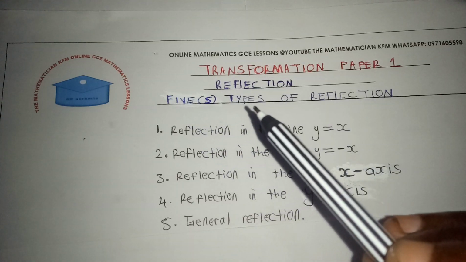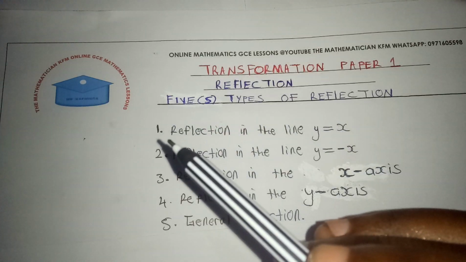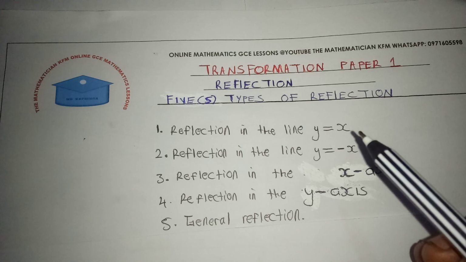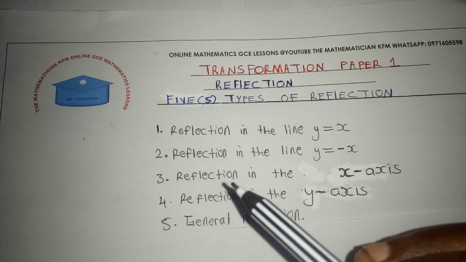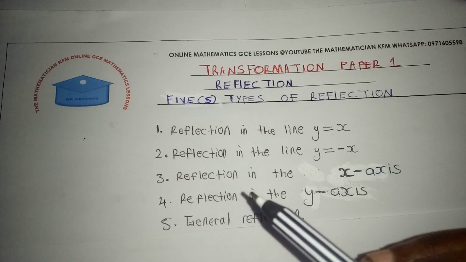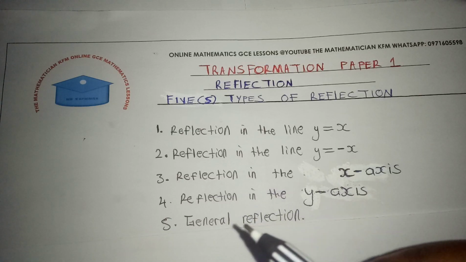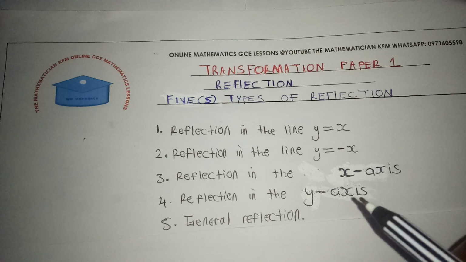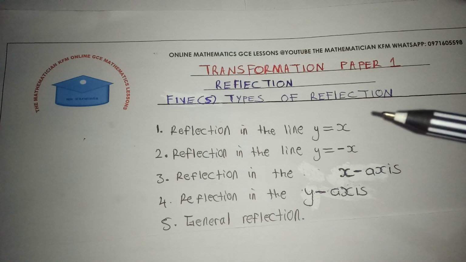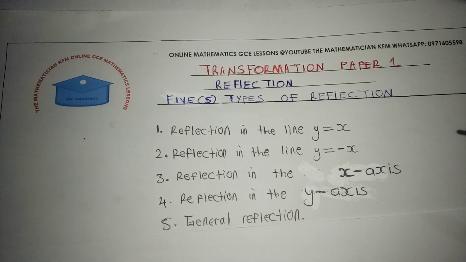There are 5 types of reflection, namely: number 1, reflection in the line y equals x. Number 2, reflection in the line y equals negative x. Number 3, reflection in the x-axis. Number 4, reflection in the y-axis. Then number 5, general reflection. When we do the 5 types of reflection, we will be able to answer any kind of equation that can come under reflection.